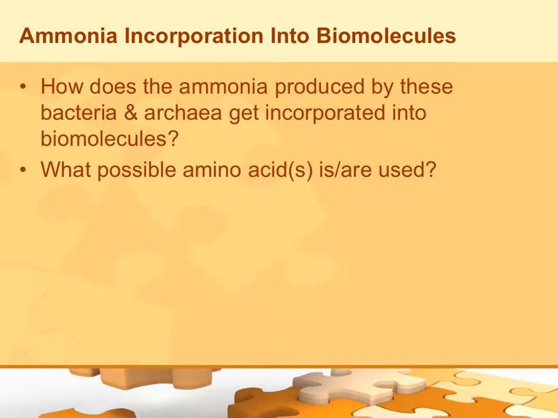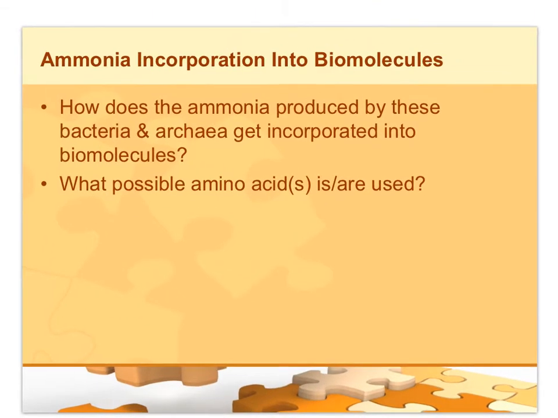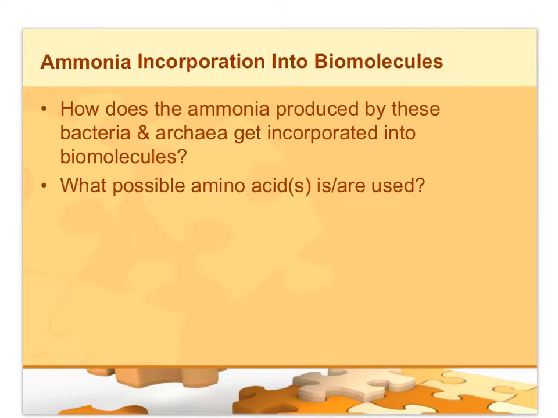This is where I really want to start focusing now: how do we get ammonia, which is normally toxic, and how do we start to incorporate ammonia into biomolecules? What are some of the possible amino acids that can be used? If we think about how we got rid of nitrogen, what are some of those amino acids that we use to get rid of nitrogen?